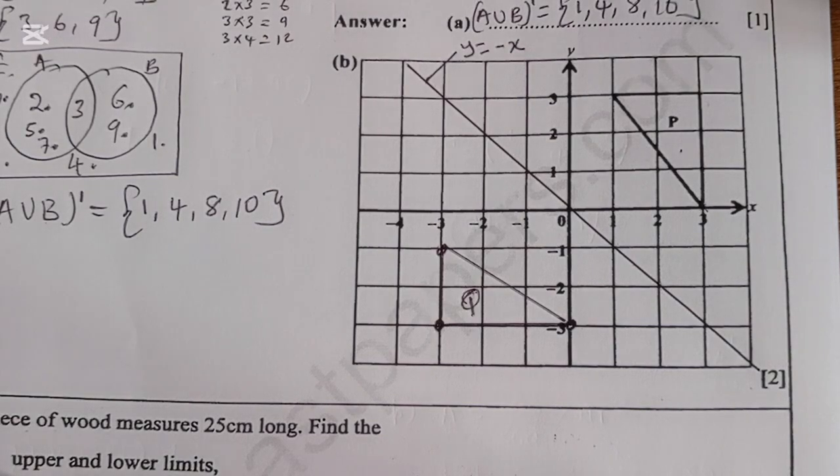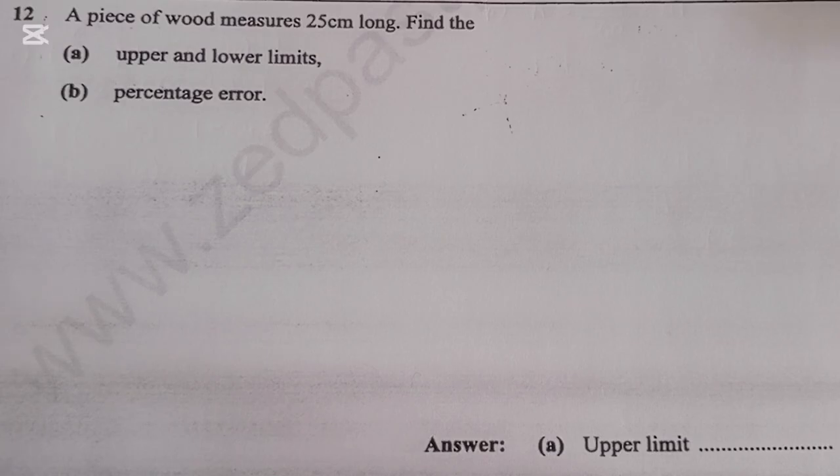So that is our answer. That is diffraction. Number 12, a piece of wood measures 25 centimeters long. Find the upper and lower limits. So how do we find the upper and the lower limits?